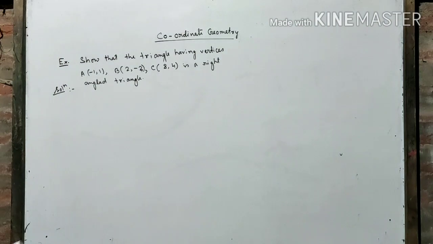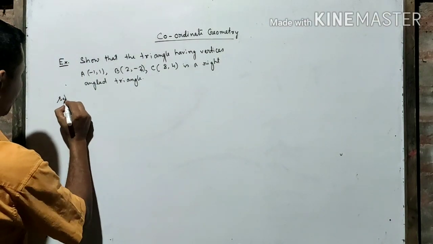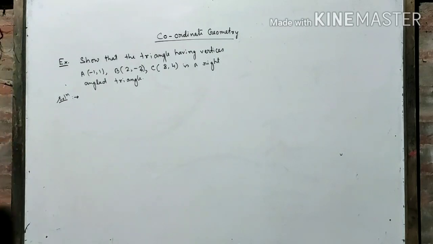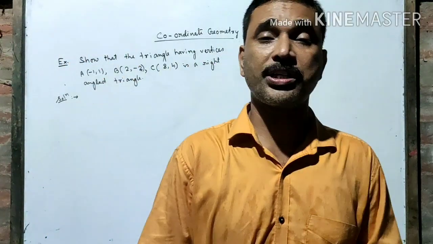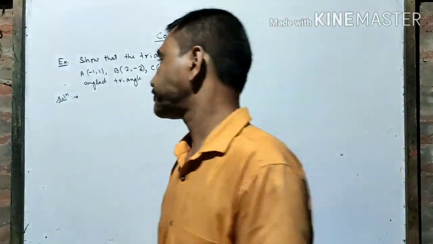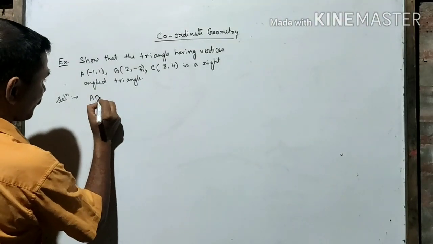Right angled triangle means Samapuni Tribuj. In Bengali you call it Samapuni Tribuj for the Bengali medium students. Show that this forms a right angled triangle. That means we have to show that this triangle follows the Pythagoras theorem. For that we have to find the length of the three sides of the triangle.